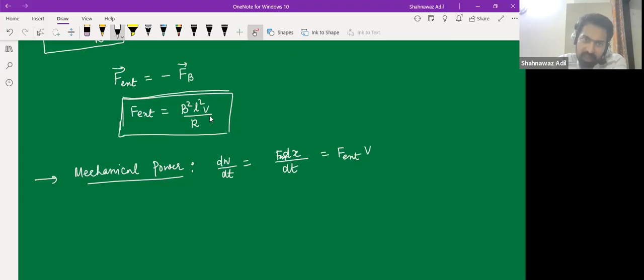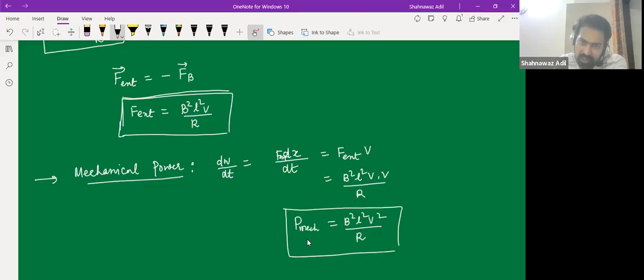So F external is B square L square V by R, and then V. So this is B square L square V square by R. So this is my mechanical power, right? Because this external power I am supplying to have a fixed amount of induced current. Is this part clear, everyone?